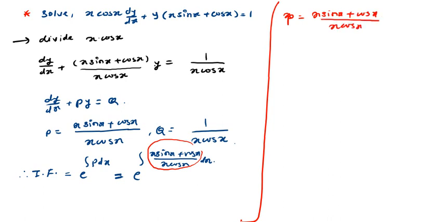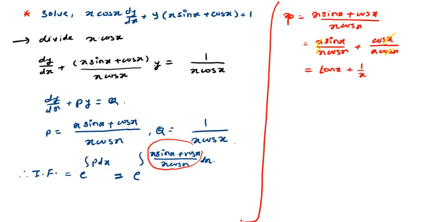So divide every term by x cos x. This will be x sin x upon x cos x plus cos x upon x cos x. In this case, x will get cancelled, and here the cos x will get cancelled. So what remains here, sin x by cos x is tan x, plus 1 by x. So we get the value for p equal to tan x plus 1 by x.